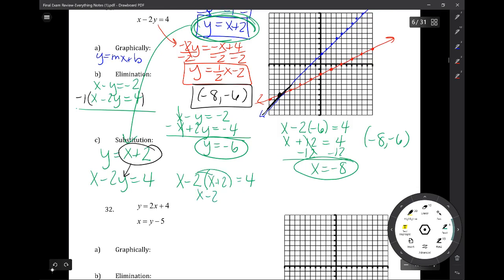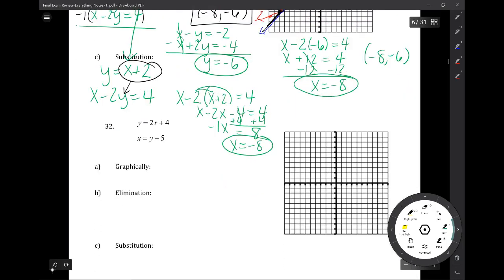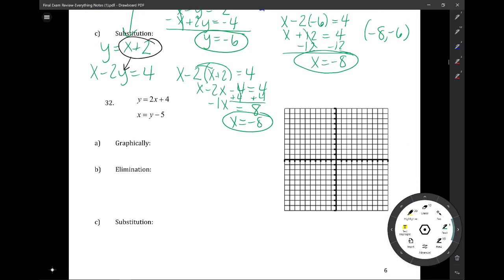Distribute: x minus 2x, minus 4 is equal to 4. x minus 2x is negative 1x, and if I add this 4 to the other side, I get 8, and there we go. We get negative 8 as my x value, and I hope you can assume that we would get negative 6 when we plug it back in, because that's what we've gotten over and over and over again.